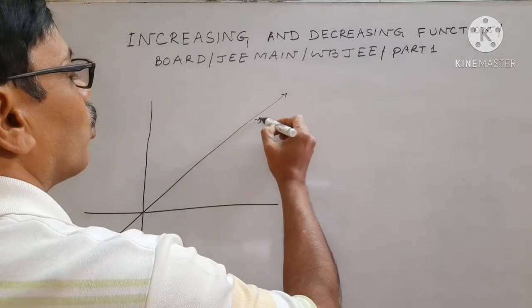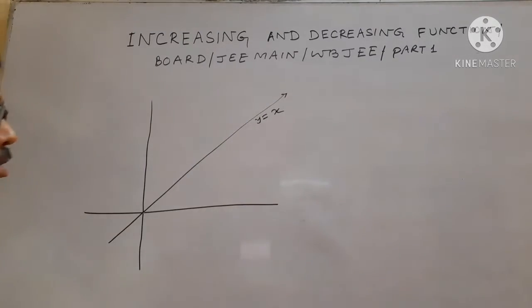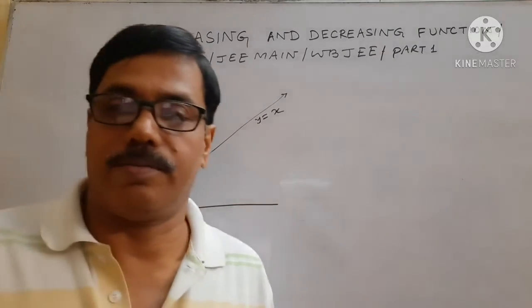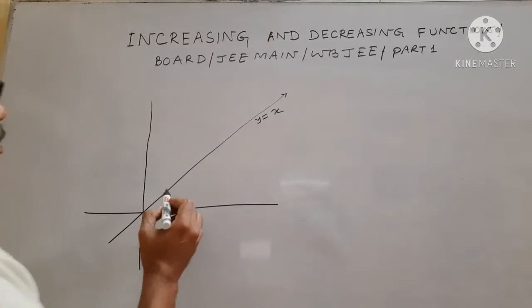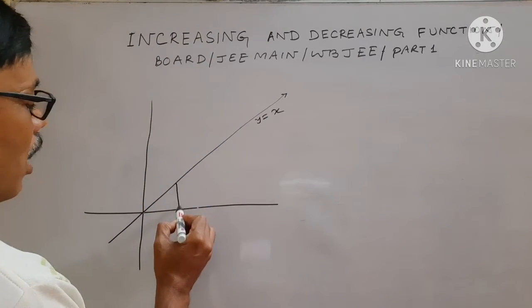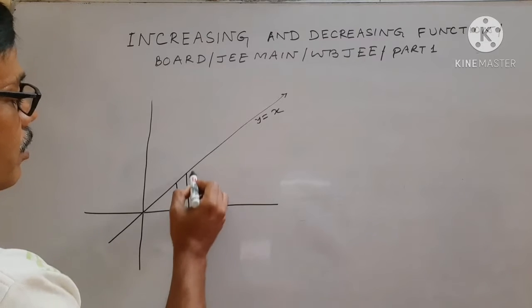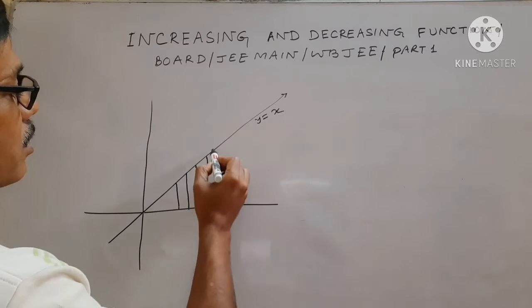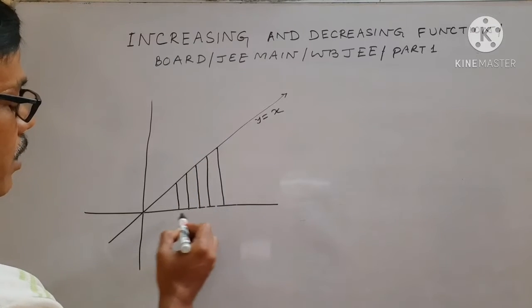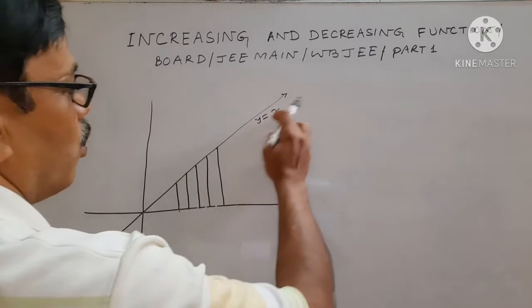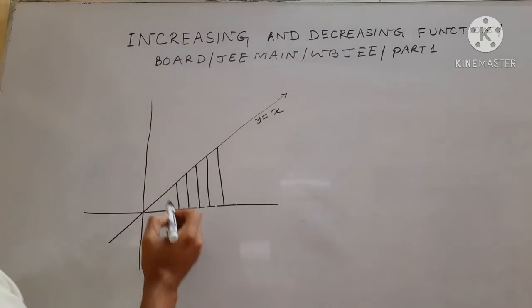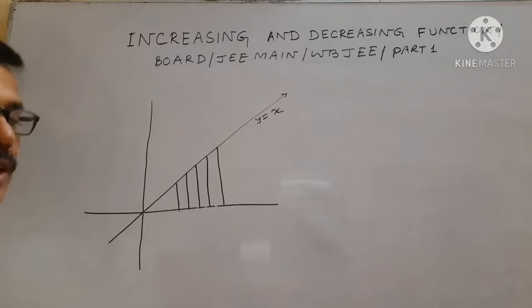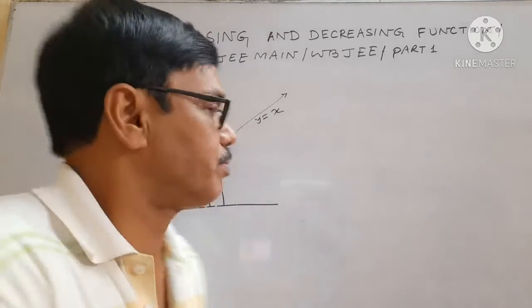So we know y equals x is a straight line. So look, as x increases, this is f(x), that is y, y increases. So x increases implies y increases. So then the function is called increasing function.